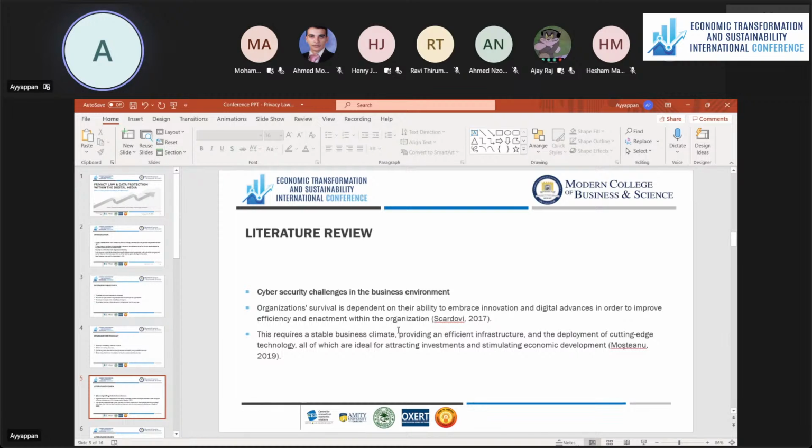Cybersecurity challenges in the business environment. Organization survival is dependent on their ability to embrace innovation and digital advances to improve efficiency and enactment within the organization. Especially rebuilding administration using modern financial technology, this really involves the establishment of new innovative specializations to address the challenges within cybersecurity. This requires a stable business climate, providing an efficient infrastructure and the deployment of cutting-edge technology, all of which are ideal for attracting investments and stimulating economic development.